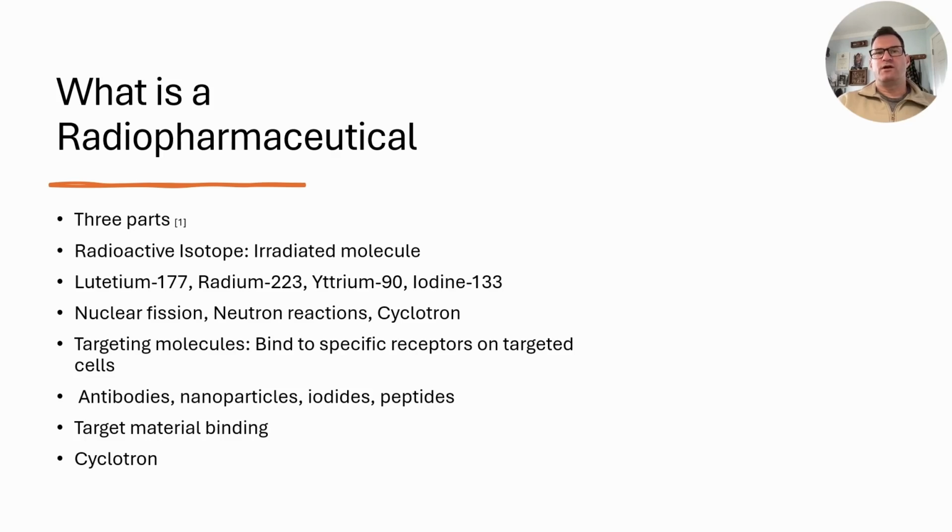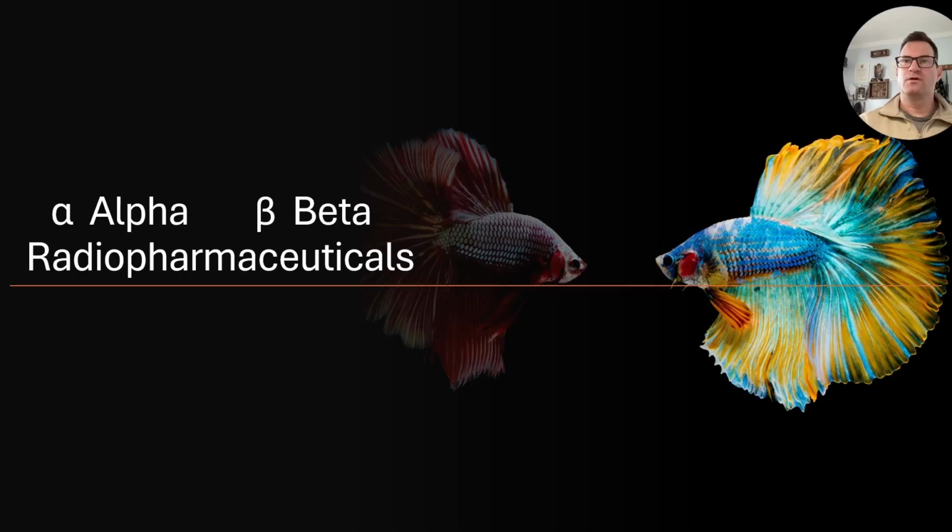There are also targeting molecules that are used to bind to specific receptors on the targeted cells. These consist of nanoparticles, antibodies, iodides, and peptides. And then when they want to put the irradiated molecule with the targeting molecule, they put it back into the cyclotron. The cyclotron spins very, very fast, and it mixes it up like a blender kind of together, and then we have our radiopharmaceutical.